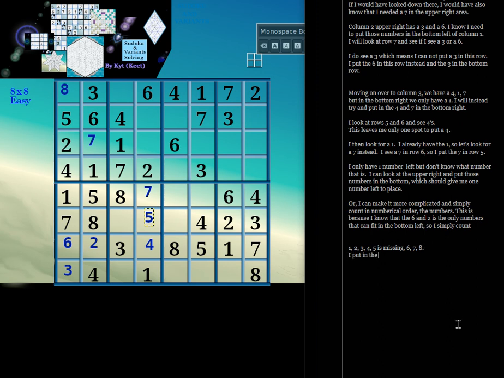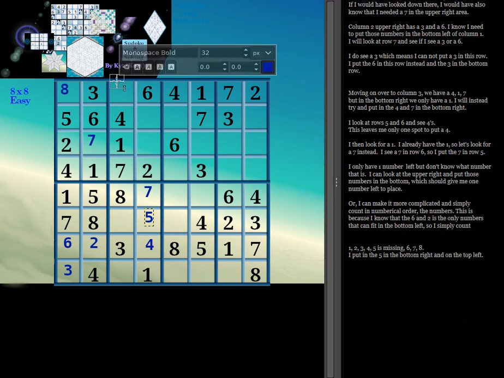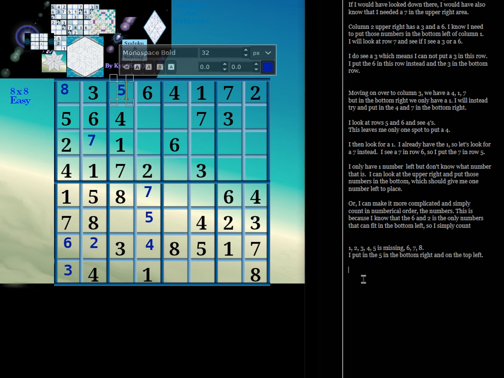I put in the 5 in the bottom right, and on the top left. Notice also that the top row 1 only had one missing number. Thus, 5 being missing was obvious.